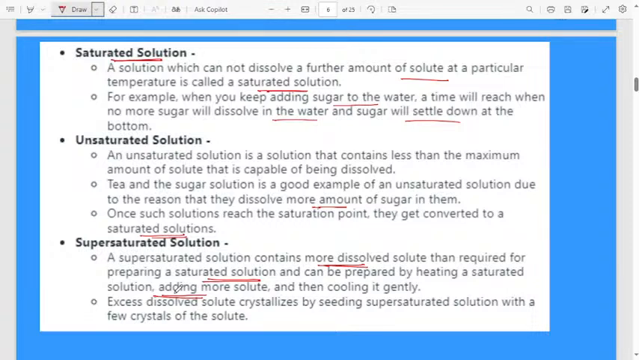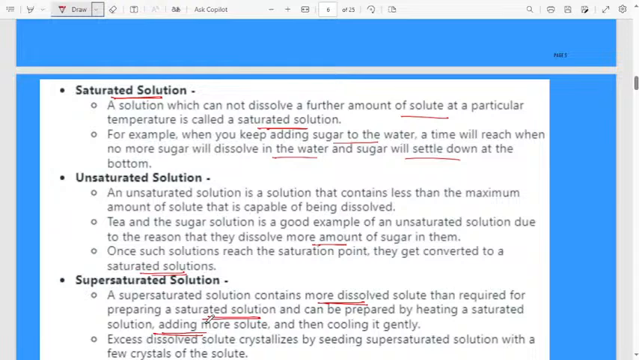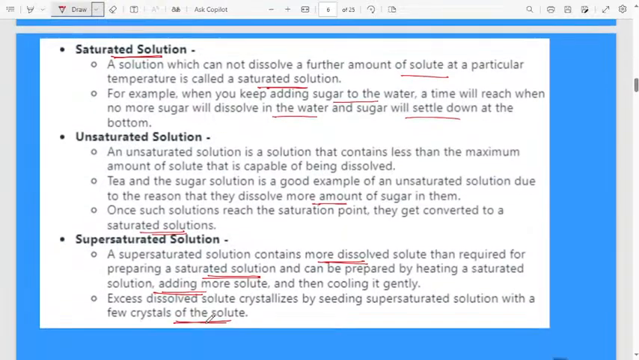Excess dissolved solute crystallizes by seeding the supersaturated solution with a few crystals of the solute, okay. Later you can cool it. When you cool it, you will get a crystalline form of the solute, because you are adding more solute and all the solute gets dissolved in the water. Then on cooling, you get a crystalline form of the solute. These are the few important points regarding this concept we are studying here: solution, and what is meant by saturated, unsaturated, supersaturated, okay.